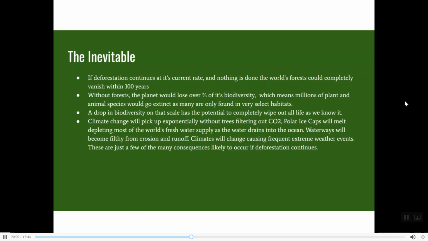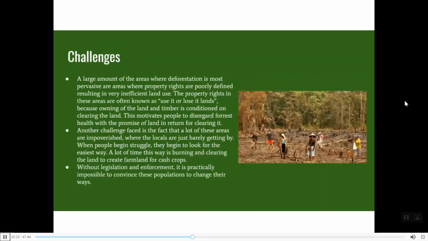So there are a few challenges in trying to fight deforestation and its effect on biodiversity. Most of them are economic, related to money. A large amount of the areas where deforestation is most pervasive are areas where property rights are poorly defined, resulting in very inefficient land use. The property rights in these areas are often known as use it or lose it lands, because owning the land and the timber is conditioned on clearing the land. What this does is motivate people to disregard forest health with the promise of land in return for clearing it and settling it.